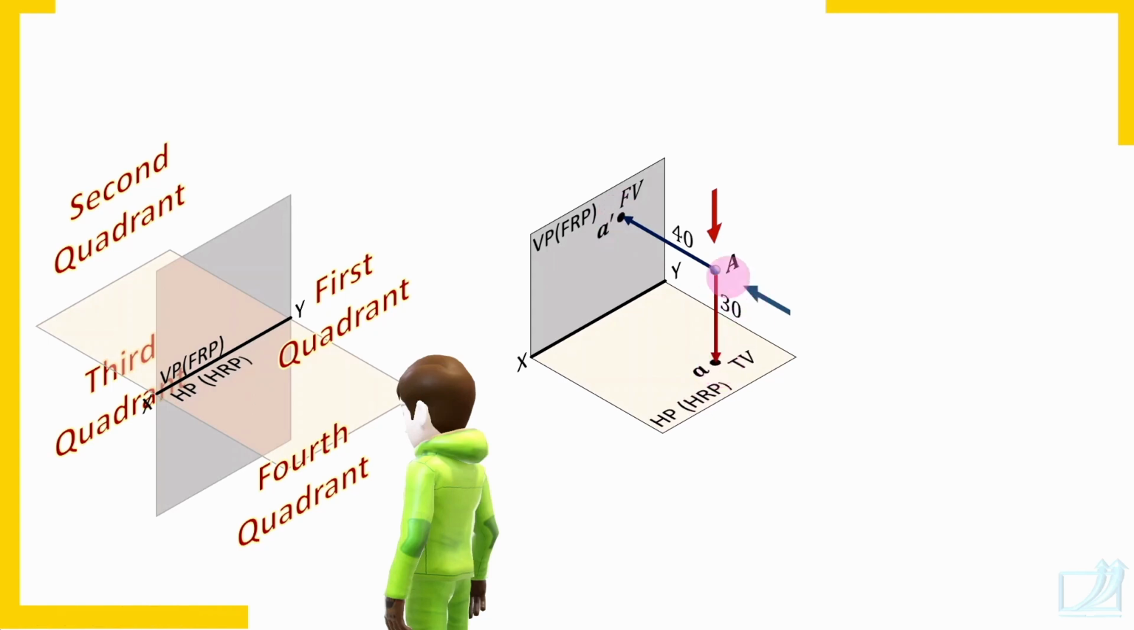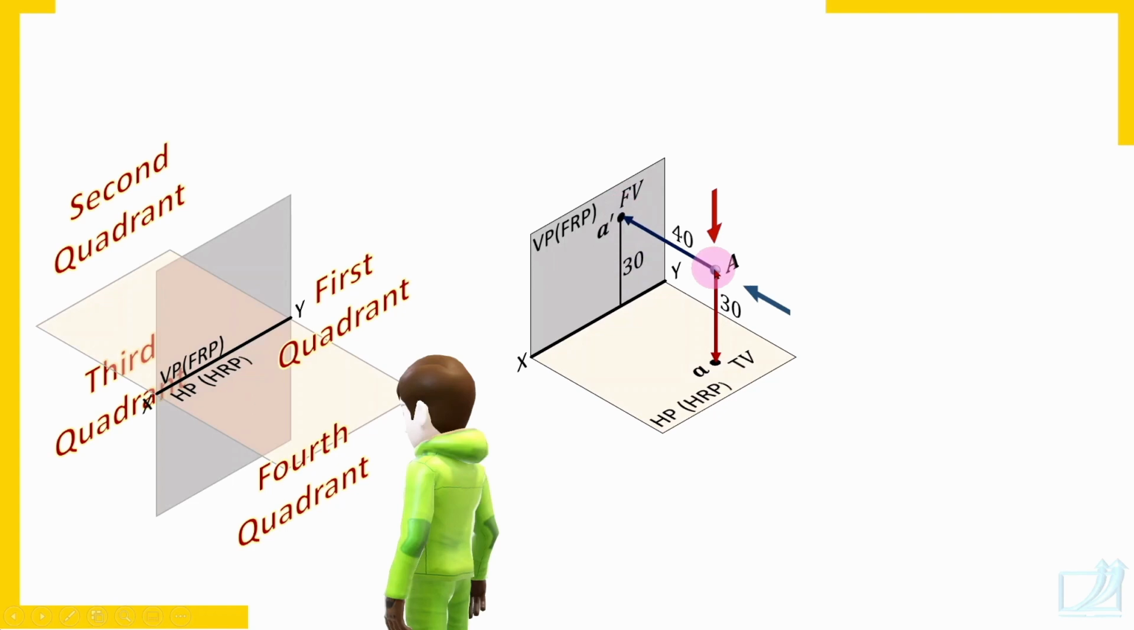Now listen, what is the distance of point A from HP? 30 millimeters. Point A is 30 millimeters above HP, and that 30 millimeter distance also appears in VP in this manner. Distance of A dash from XY line is 30 millimeters. So we say that front view gives the distance from HP.